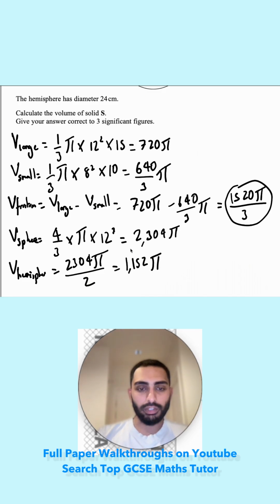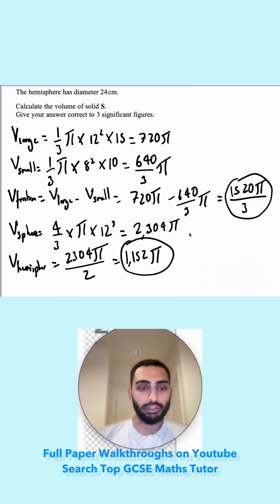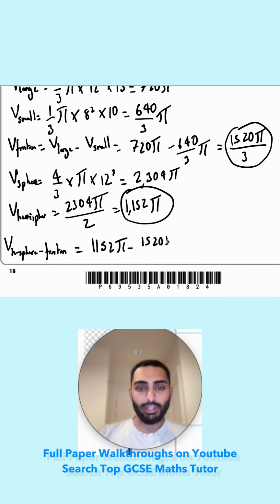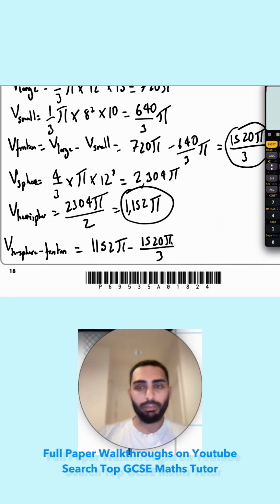The last step that we need to do is take away the volume of the frustum from the volume of the hemisphere. So it's volume of the hemisphere, take away volume of the frustum, which is equal to 1152 pi minus 1520 pi over 3. That gives us 1936 pi over 3.